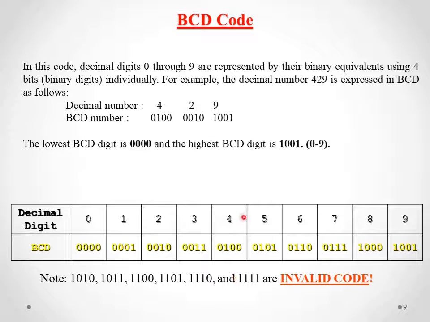So this is the truth table for the decimal digit and the BCD equivalent. The 0 to 9 combinations are used for the BCD code. In this BCD code, 10 to 15, a total of 6 combinations, are left over. These 10 to 15 combinations are invalid codes.